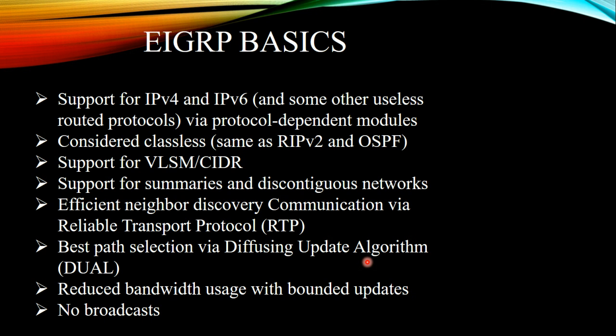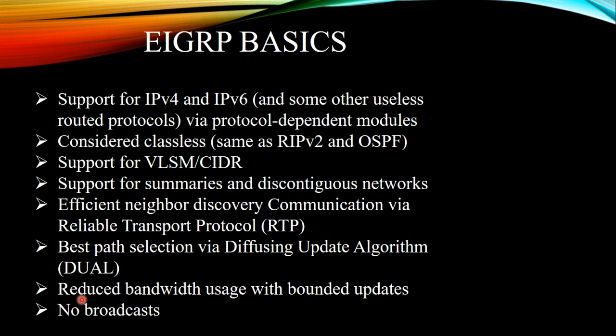The main purpose of EIGRP is that it's all about topology, and it's all about changes, and it's all about updates. It's very fast, and it's very reliable. It does support IPv4 and IPv6. That's important. There's also support for VLSM and for CIDR, which would be your subnet masking. And it reduces the bandwidth usage with bounded updates. So that's important too, and that's one of the things that makes it quite fast.